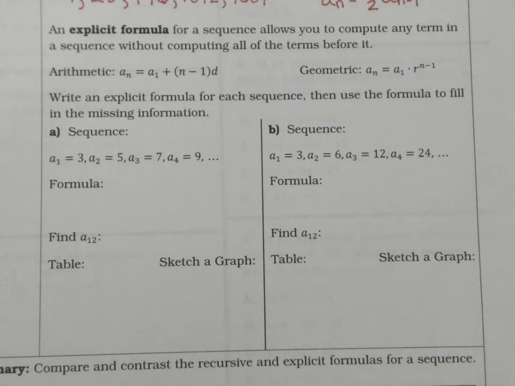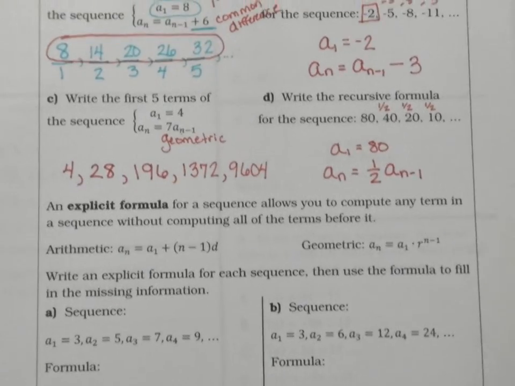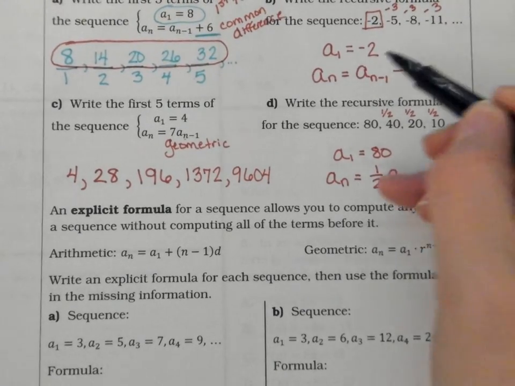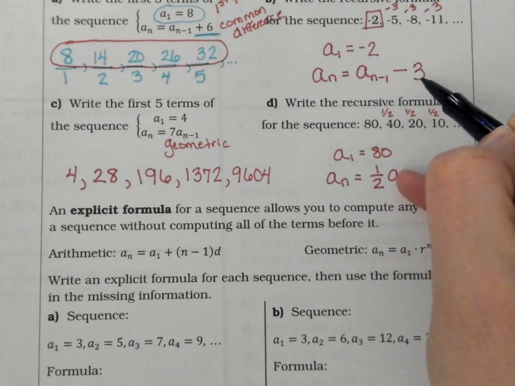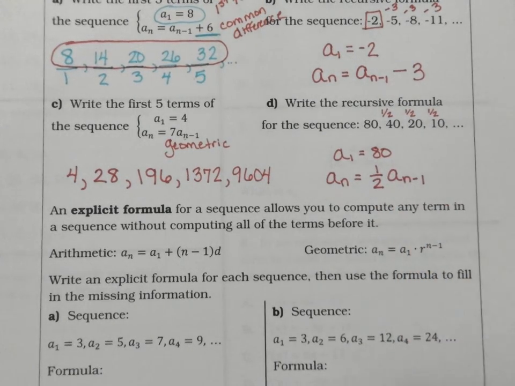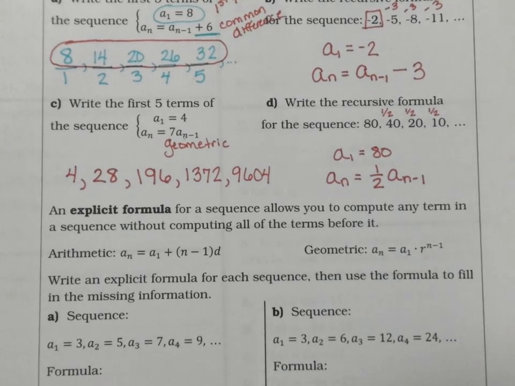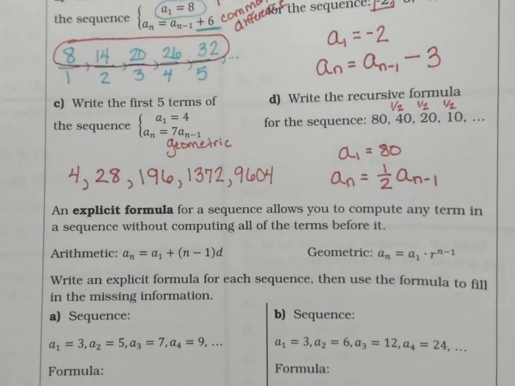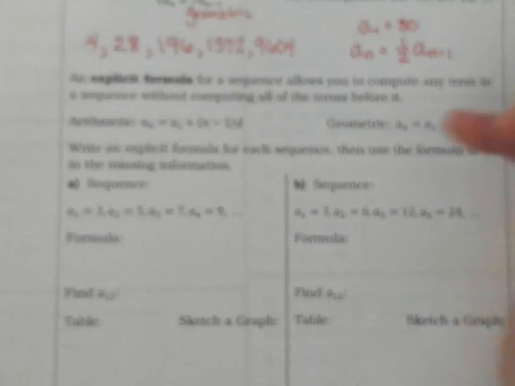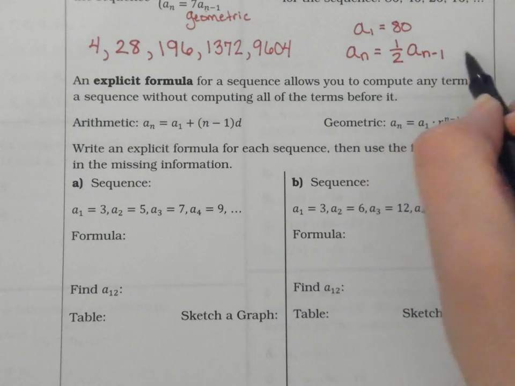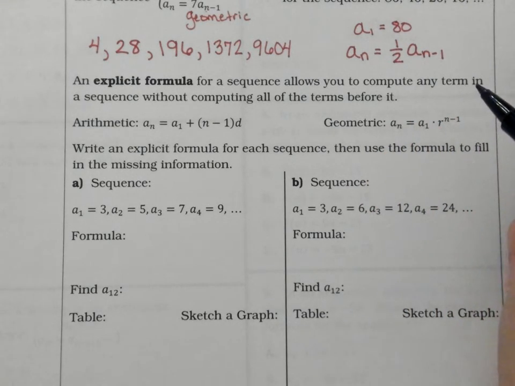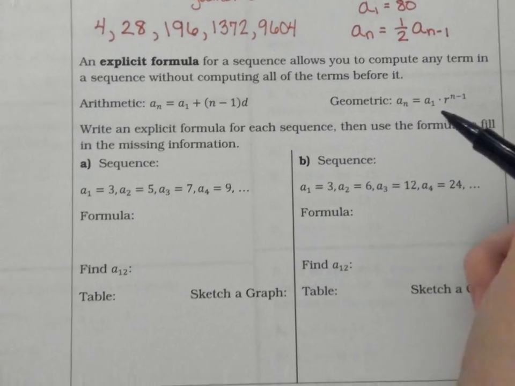Okay, so on our sequences, we've talked about using the pattern to figure out how they go, and we've also, at the top, talked about the recursive formula, which gave us the first term and then told us what to do, such as subtract 3 every time, or multiply by 1/2 every time. However, no matter which sequence we look at, if I wanted to find the 100th term, I would have to multiply by 1/2 100 times. And that would take forever.